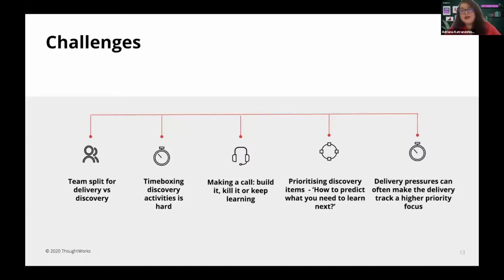And that's really the value of having the two tracks, essentially. And so the fourth challenge was really around prioritization. So that's always hard, but especially when you are prioritizing discovery items, it was really hard to predict what we needed to learn next. And so we addressed it slightly differently in the different teams.